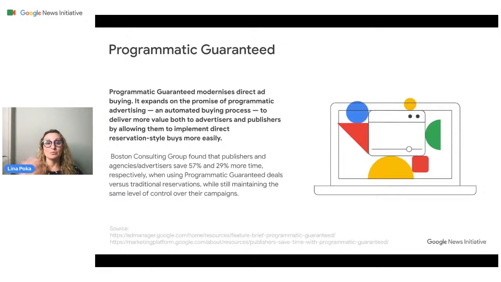In fact, we have a report from Boston Consulting Group that found that publishers saved 57% more time, and agencies and advertisers saved 29%, when they were using programmatic guaranteed deals as opposed to traditional reservations, while still maintaining the same level of control over their campaigns.